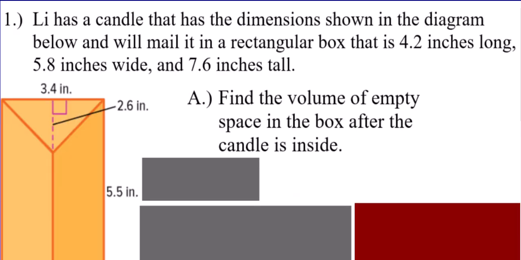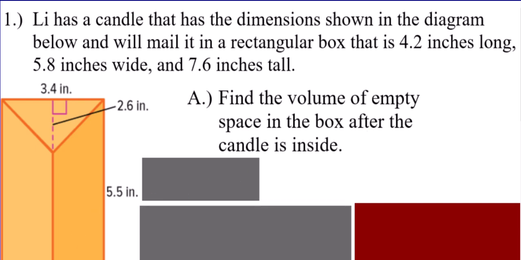All right, let's take a look at problem number 1 together. Lee has a candle that has dimensions shown in the diagram below and will mail it in a rectangular box that is 4.2 inches long, 5.8 inches wide, and 7.6 inches tall. Part A, find the volume of empty space in the box after the candle is inside. And then we'll get to part B when we're done with part A.